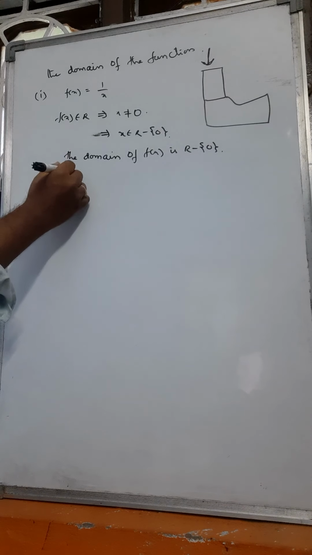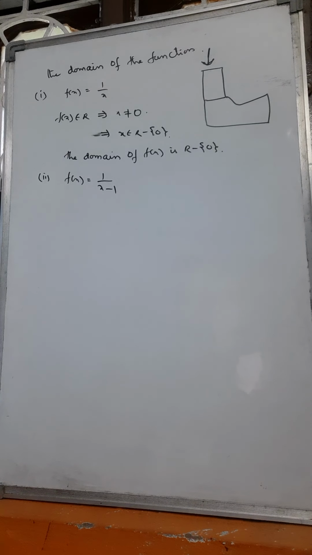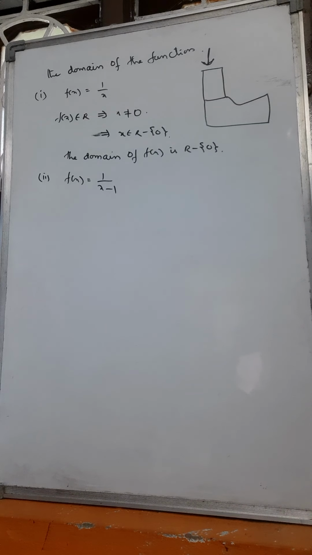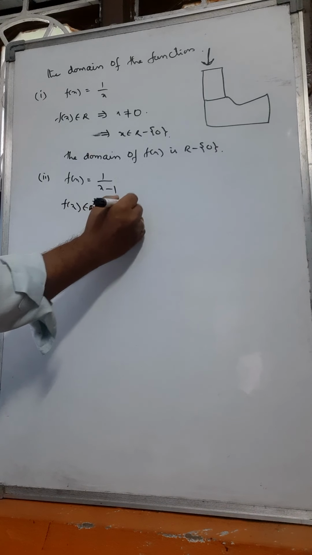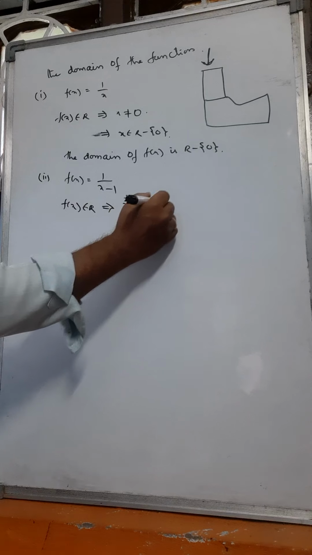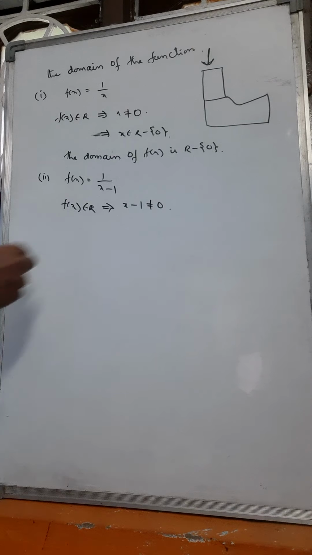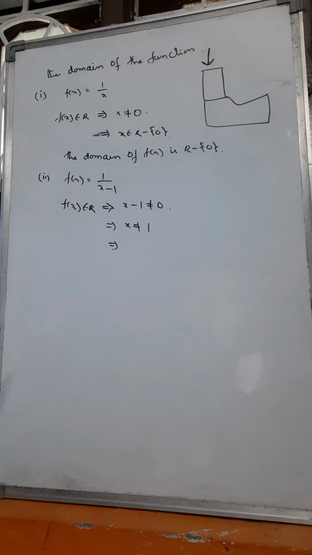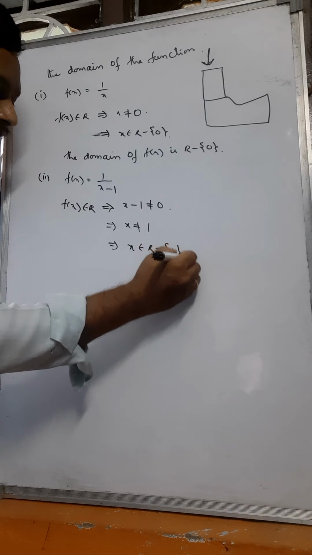Now the second one: f of x equal to 1 by x minus 1. Here also it is 1 by something, and a denominator of 0 is not acceptable. So f of x is defined for real numbers, but x minus 1 should not be equal to 0. That means x minus 1 is not equal to 0, from this x is not equal to 1. So except 1, all the real numbers. So x belongs to R minus 1.